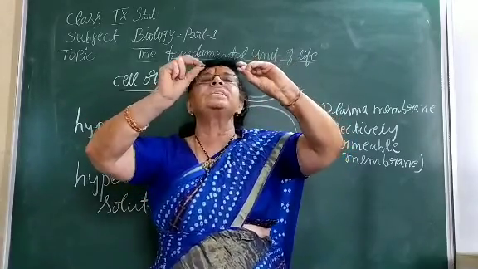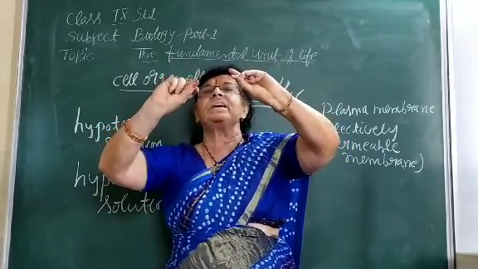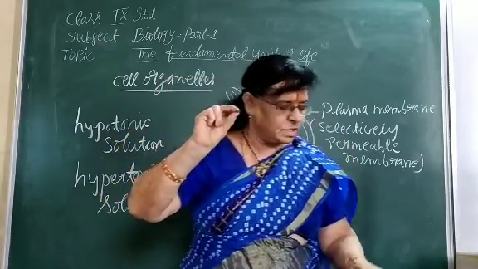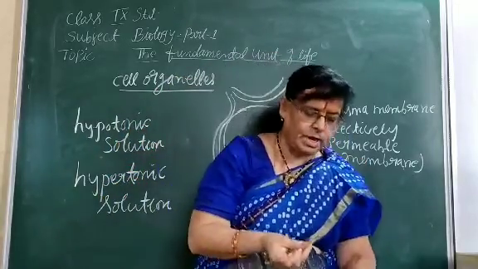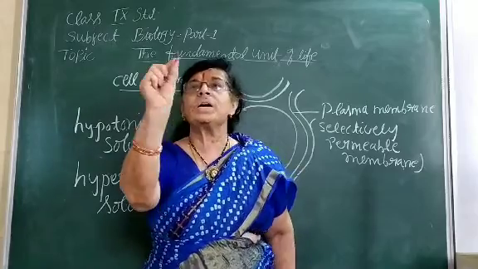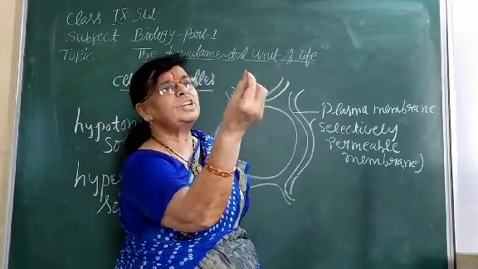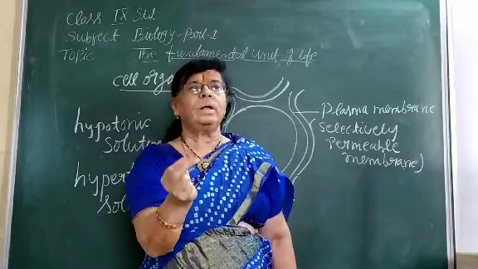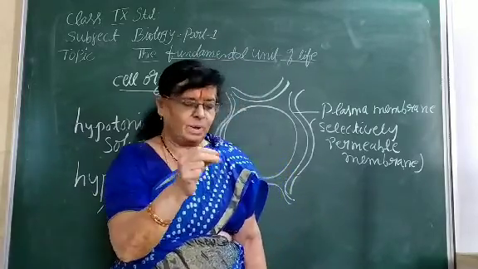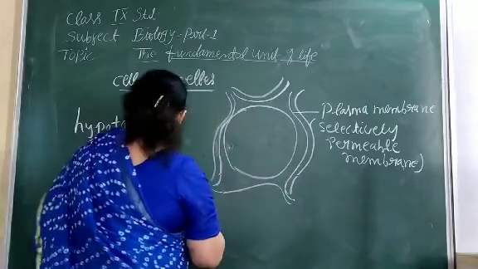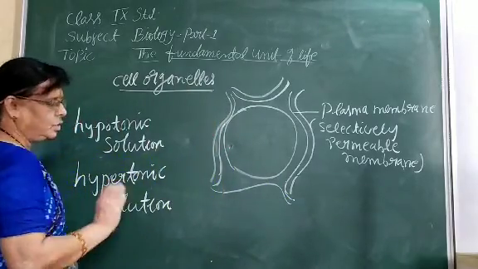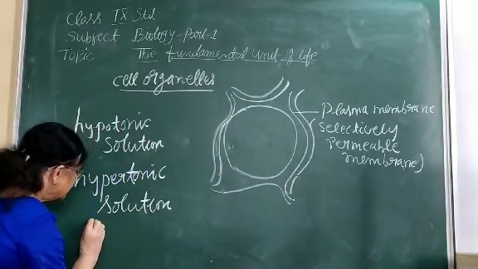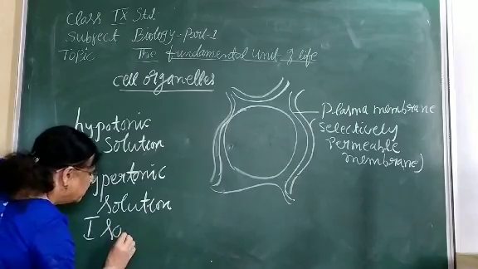See, you can understand that there is a difference here. The first one is swollen because of osmosis. The second one has shrunk. The seed has shrunk because the seed is going to lose water from the cell. So, such a solution is called hypertonic solution. Then, one more is there, isotonic.